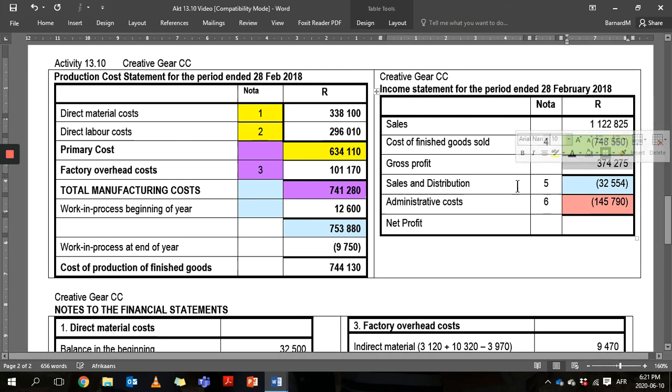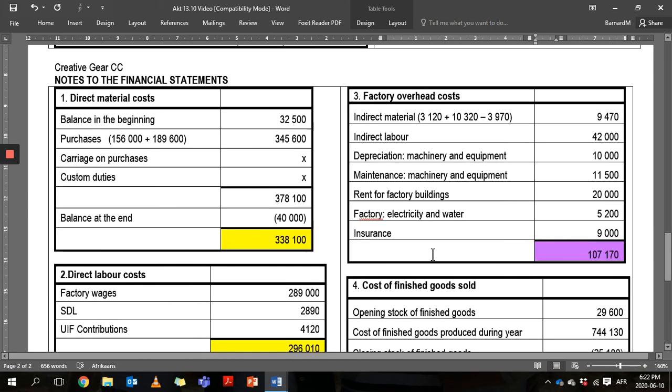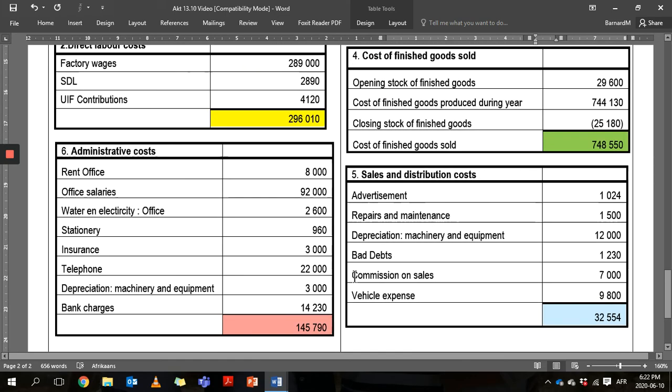Then I can work out my gross profit if I subtract those two, and then I can also calculate my net profit if I subtract the sales and distribution and the admin cost. So this is what my production cost statement looks like with all my notes completed.